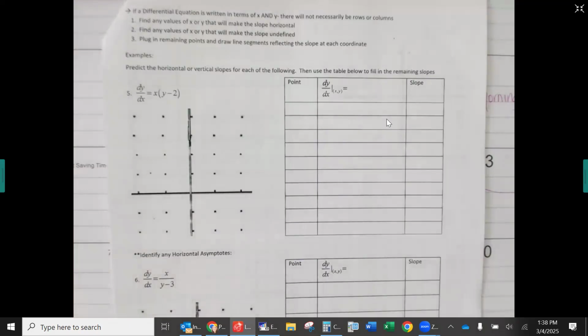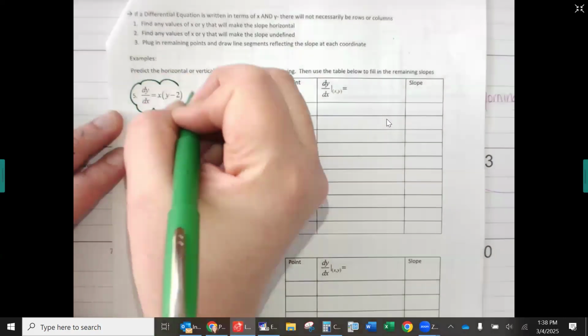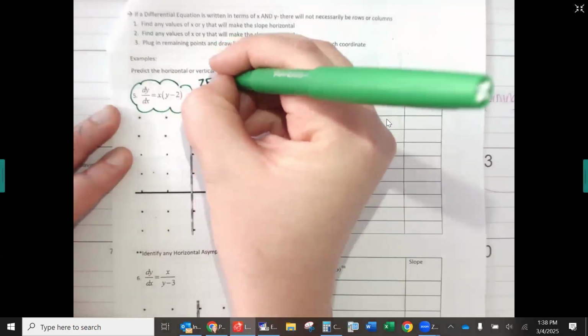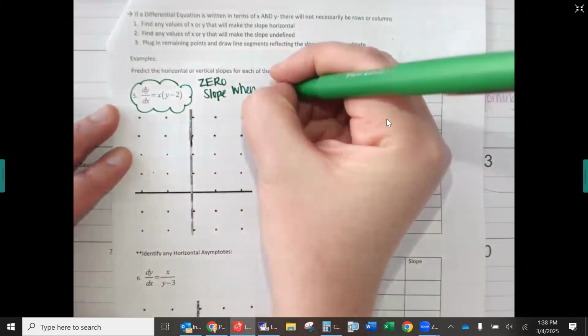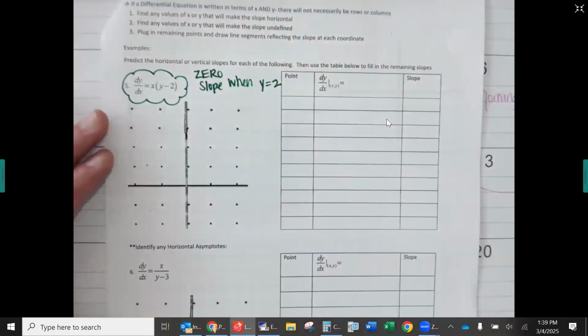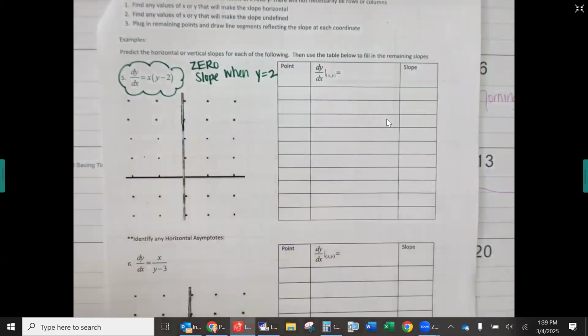The first thing I want you to tell me is, what would my y have to be for this equation to come out to be 0? What number would y have to be to make that equation come out to a 0? 2. So I want you to put that I'm going to have a 0 slope anytime that my y is a 2. And then I'm going to find all of the points on my graph where my y is a 2, and I'm going to draw in my flats. So this is 0, 1, 2. All of these should be flat.